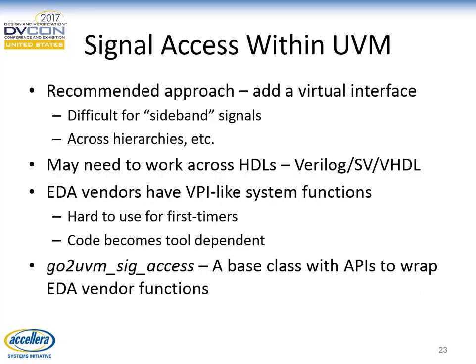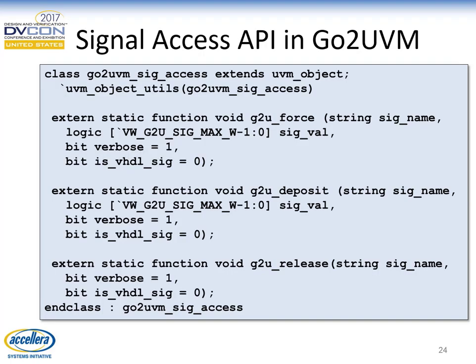Signal access within UVM. The recommended approach is to add a virtual interface, which is difficult for sideband signals, may not work across the HDLs, and is very hard to use for first-timers. So there is a macro or API, a base class, to wrap those EDA vendor functions. The signal access API in Go to UVM basically gives you the GTU force, deposit, and release static functions, which are available for you to use.